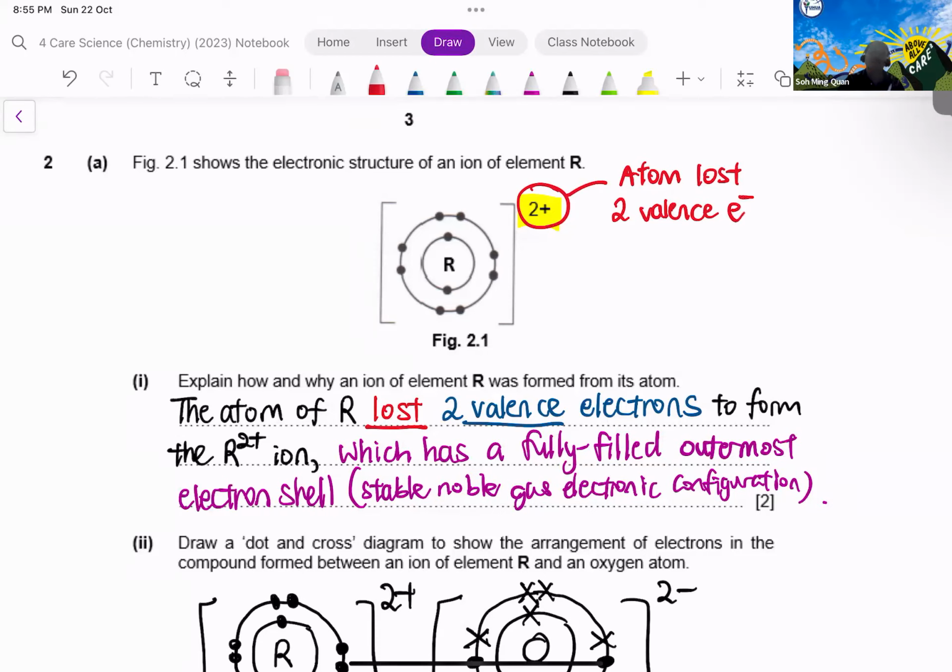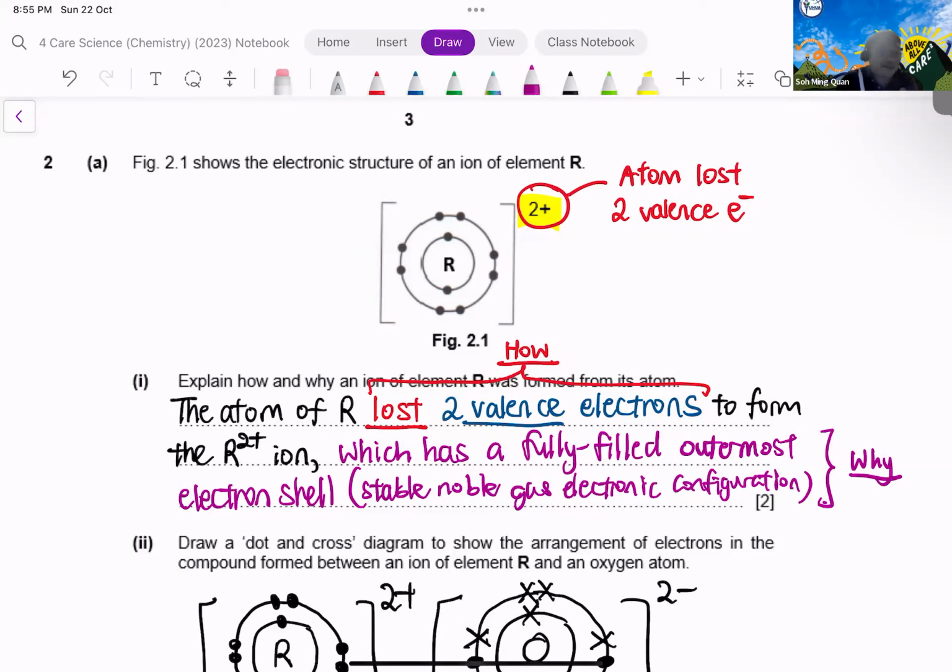Okay, and that's how it forms a 2+ ion. The 2+ charge occurs because the atom lost 2 valence electrons, as I've said there. Now, the atom lost 2 valence electrons. That is how. This answers how. But where is the why? What's the reason for it to lose 2 valence electrons? It loses 2 valence electrons so that it achieves a fully filled outermost electron shell. This is the why. All right, so just to take note, you must answer both aspects of the question.